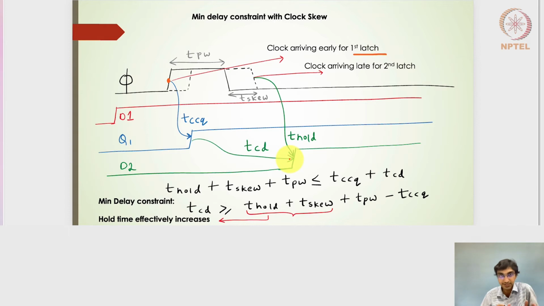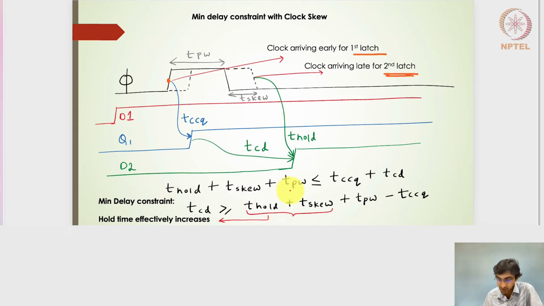So for the second pulse latch, the output should get captured not in the first pulse, but rather in the second pulse. And for doing that, we need to make sure that the TCD value and the TCCQ are able to surpass this T hold time. Right. So if I look into the expressions here, we have TPW plus T skew plus T hold on one side, and on the other side we have TCCQ and then TCD. So TCCQ plus TCD should be greater than these three parameters.